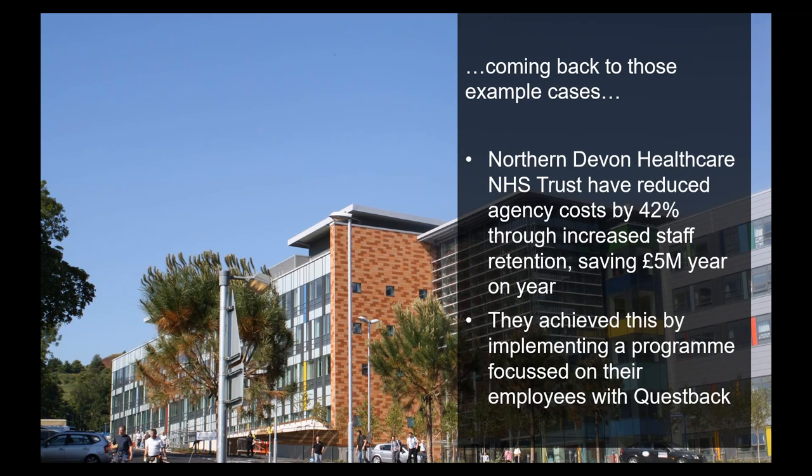So the one example I'd like to really highlight is Northern Devon Healthcare NHS Trust, which is a real mouthful, and when we were practicing the webinar, I got it wrong every time I said it. By implementing a program focused on their employees, using Questback to get feedback at particular touchpoints in an employee life cycle, they've reduced agency costs by 42%, through increased staff retention and a number of other things, saving about £5 million per year.